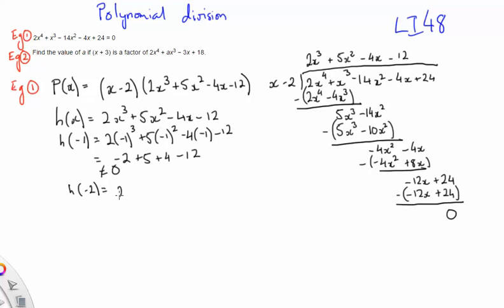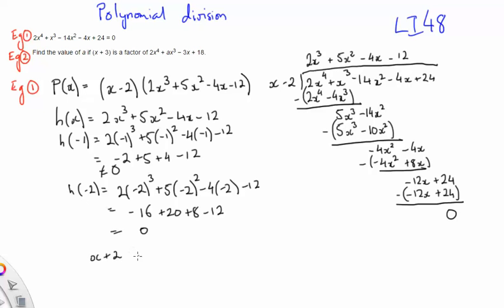h of negative 2 is 2 times negative 2 cubed plus 5 times negative 2 squared minus 4 times negative 2 minus 12 equals negative 32 plus 20 plus 8 minus 12. Is that right? Negative 2 cubed is negative 8. No, not 32, 16. Negative 16 plus 20 plus 8 minus 12. There we are. So we get 28 minus 28, which gives us 0. So that means x plus 2 is a factor.